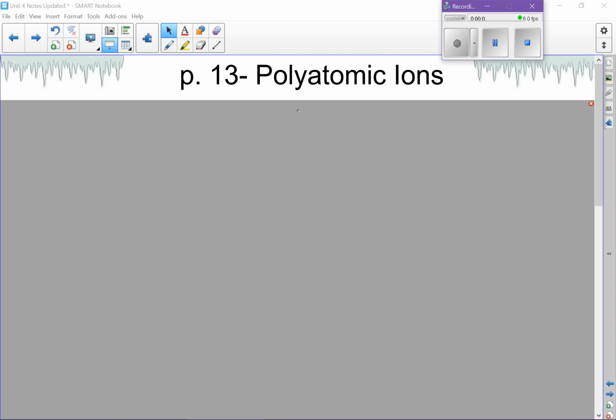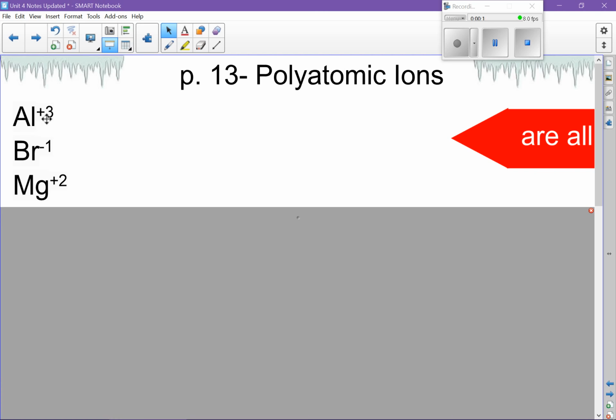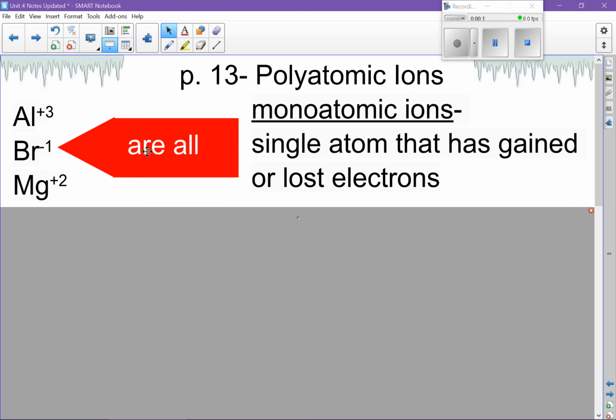Hi guys, so today you're going to learn how to use those polyatomic ions that you have to memorize. So we're going to talk about what that means. We've got all of these other examples like Al +3, Br -1, Mg +2. All of those are monoatomic ions.